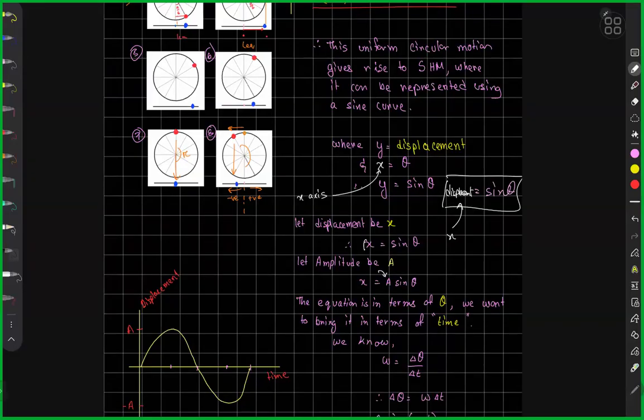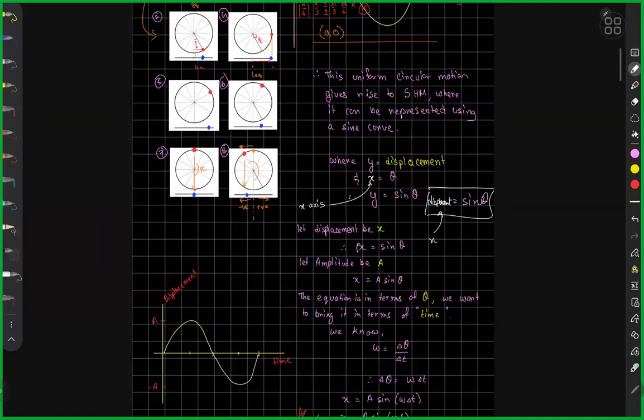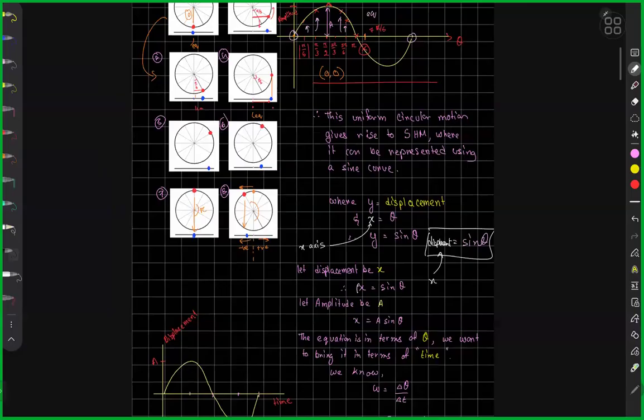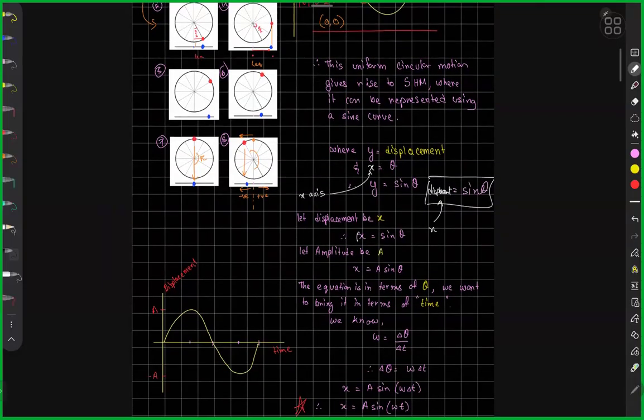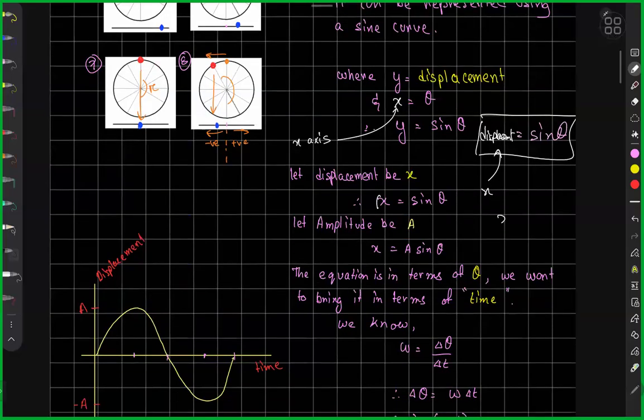Why am I doing this? Basically, what it means is this A denotes whatever the maximum displacement can be. So let's say I have a pendulum, just to let you know, why can't it just be x is equal to sine theta? Why can it not be x is equal to sine theta only? Why do I need the A?